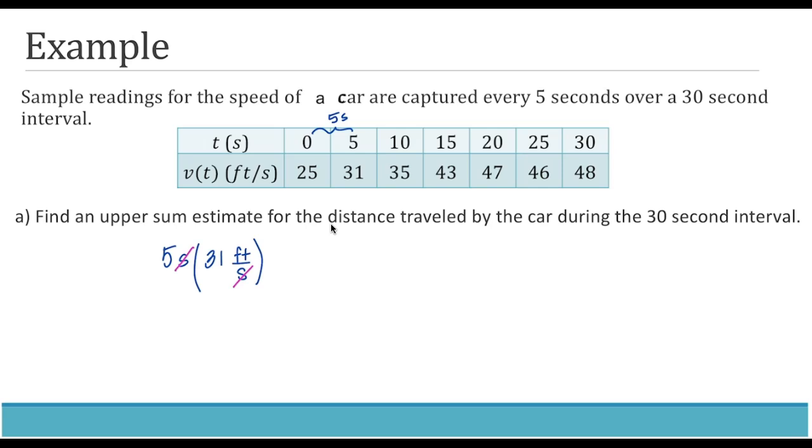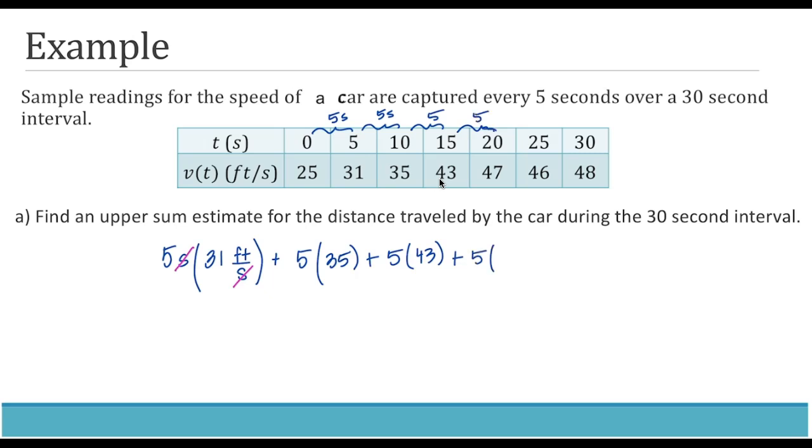So now let's do the remaining computations, and this time I'll leave off the units. So the next rectangle will extend from 5 to 10 seconds. Well, that's still 5 seconds total. So we're going to have 5 times, well, between 31 and 35, the two possible heights or outputs, 35 is the biggest. So 5 times 35 plus the next width is 5 times a height of 43. Between 35 and 43, 43 is bigger. Plus between 15 and 20, that's 5 seconds.